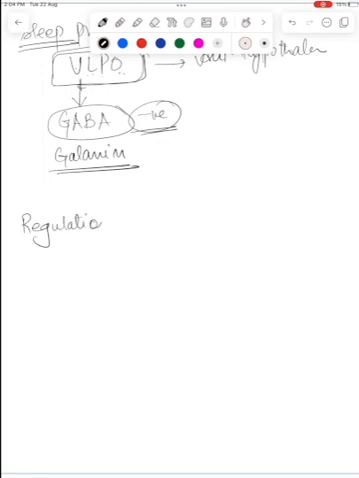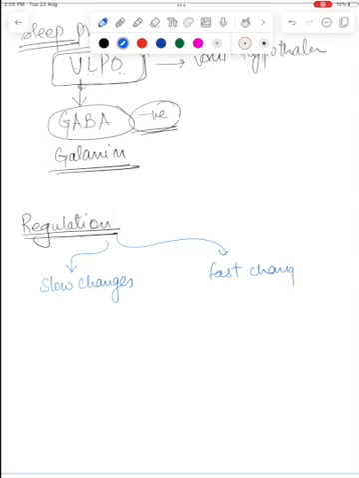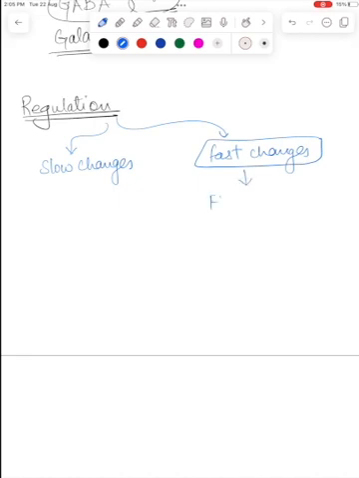So when we talk about regulation, there can be slow changes in regulation and there can be fast changes in regulation. The fast changes in regulation I have already mentioned. It is the flip-flop switch, right? Which will instantly put an animal to sleep. If this switch is in the on state, then the animal gets active and aroused. If it is in the off state, the animal will fall asleep.